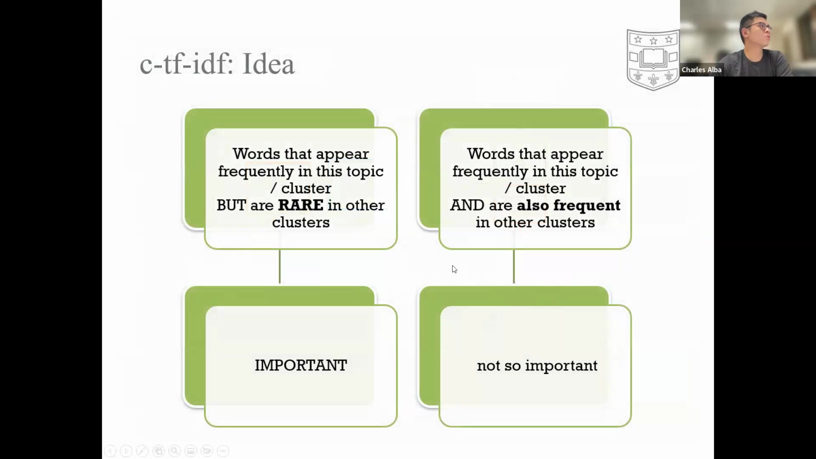The reason we want to do this is that words that appear frequently in this topic or cluster but are rare in other clusters are important. But words that appear frequently in this topic or cluster and are also frequent in other clusters may not be so important. Does anyone have any questions so far? I know I just went through a lot of math really fast.